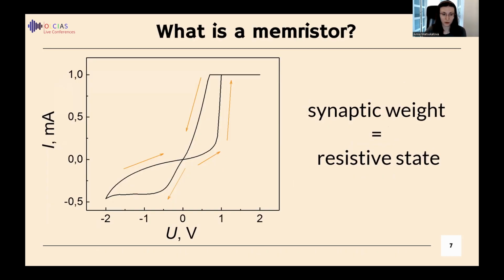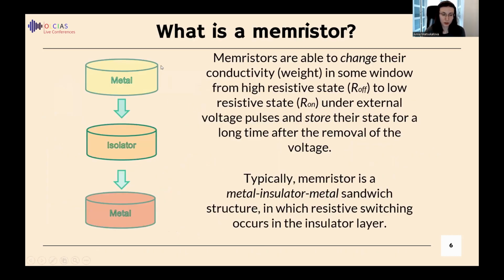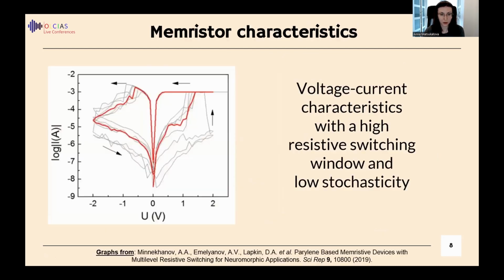If I come back to this picture with the structure of a memristor, a lot of insulators and a lot of metals were studied, and many of them demonstrated memristive characteristics. A lot of middle layers were also studied, organic, inorganic, with nanoparticles, nanotubes, and all this kind of stuff. But not all memristors can be used for a synapse.